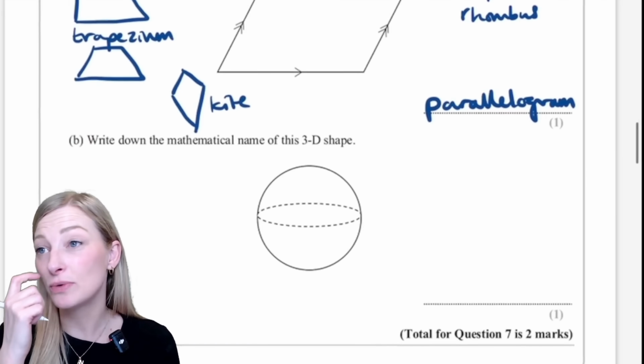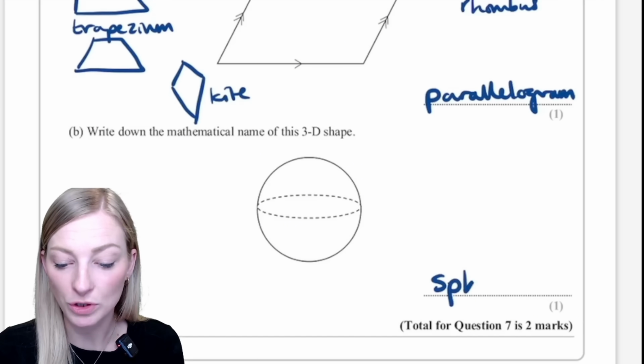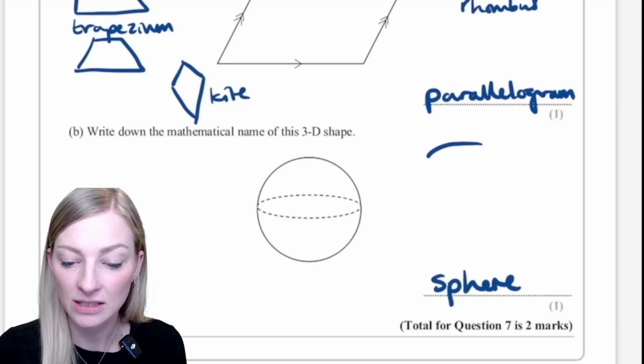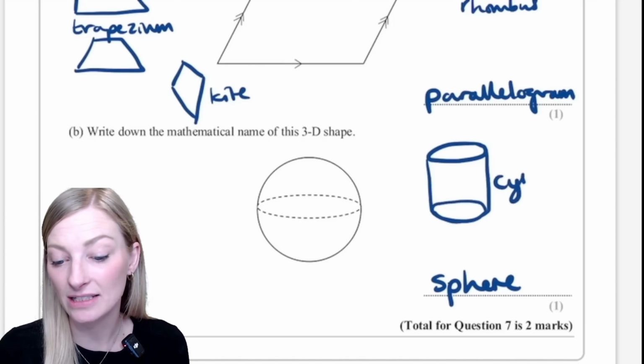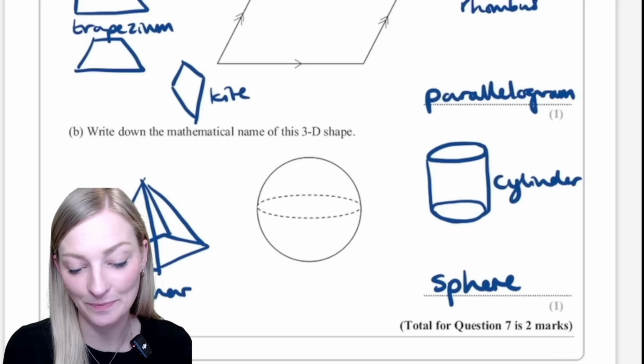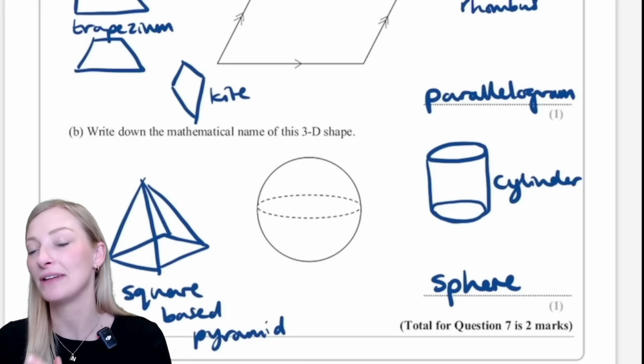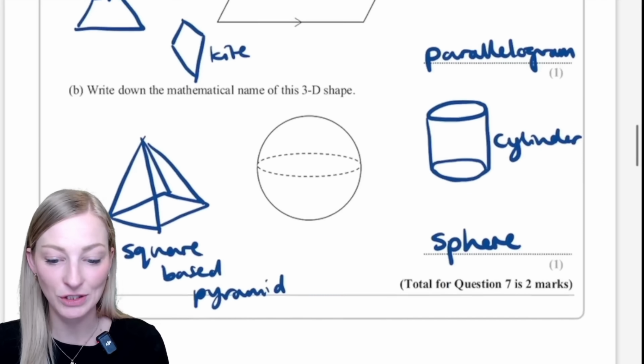Write down the mathematical name of this 3D shape. This is a sphere. So not to be confused with a cylinder. A cylinder is like your can of baked beans. So that one is a cylinder. This one is a square-based pyramid. And we could also have a triangular-based pyramid and things like that. So they're all really good things to know.